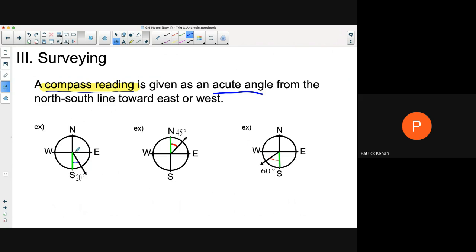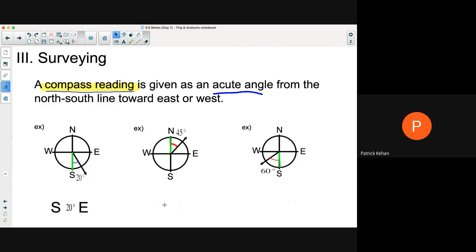So here, down here, this angle right here, we're given that this measurement from this green south line to the angle right here is 20 degrees. So what we can say is the compass reading for this direction is going to be starting at the south line, and it's 20 degrees east of the south line, okay? So we would express that as south 20 degrees east, which means we're starting at the south line, always starting at the north or south line, and then the direction, the measure of rotation, 20 degrees in the direction of rotation east.